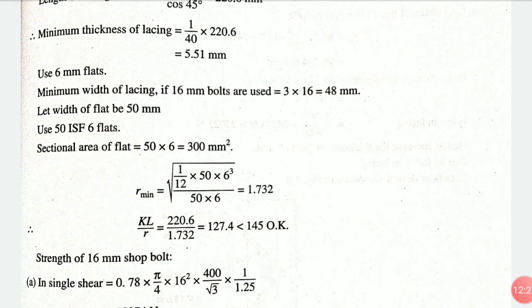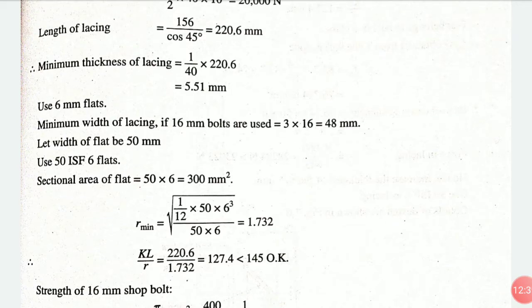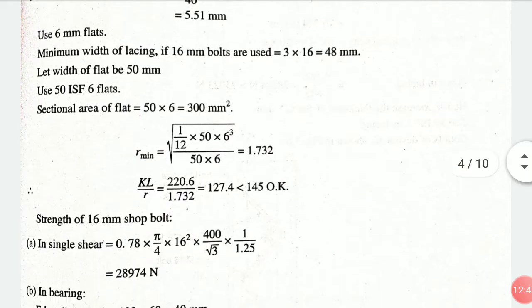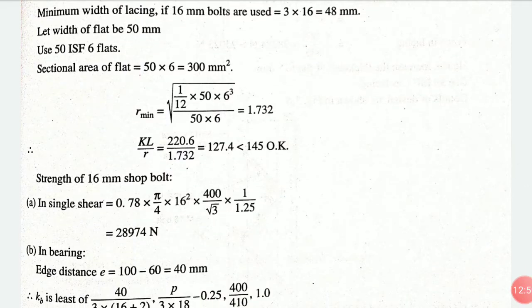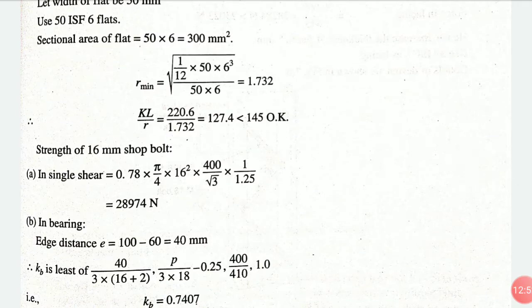Next, minimum width of lacing. 16 mm bolts are used, 3 into 16. So for the width of the lacing, again we have the clause. Check the design step. 3 times the bolt dia, 48 mm. So let us give 50 mm wide, 6 mm thick flat plates as lacing. So the sectional area of the flat plate is 300 mm square. Since it is a rectangular section, BD cube by 12 is I. Square root of I by A will give you the radius of gyration value.